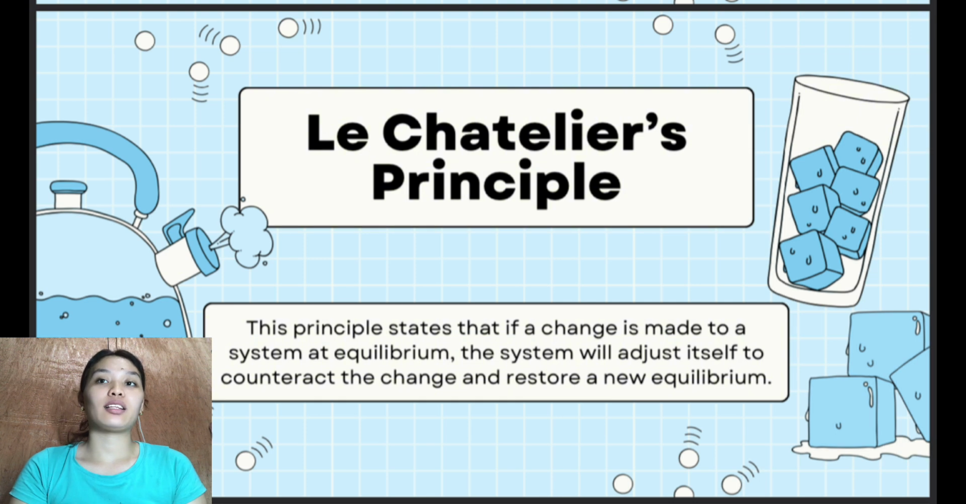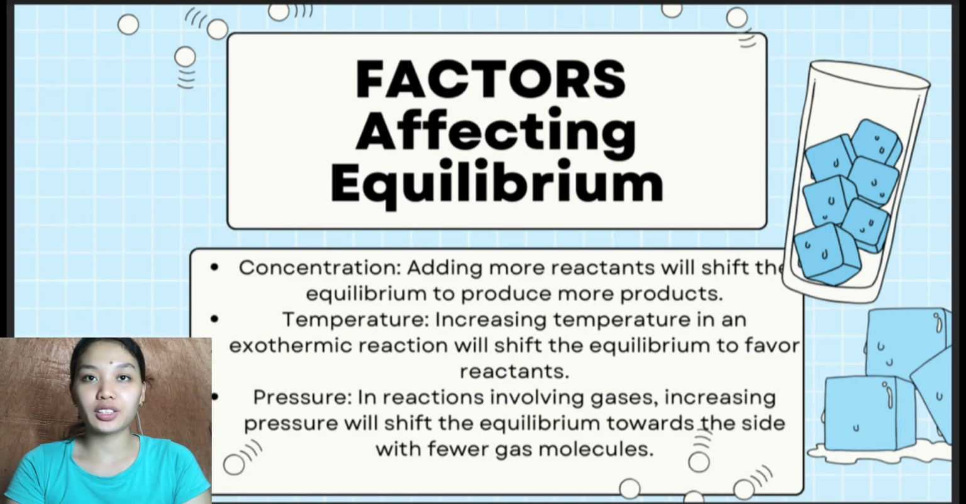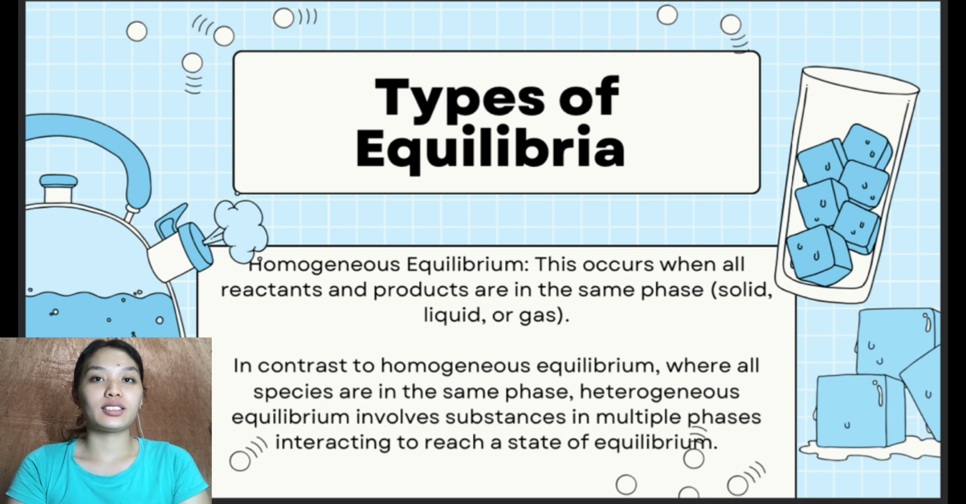To differentiate between homogeneous and heterogeneous in equilibrium systems, homogeneous equilibrium is where all reactants and products are in the same phase. For example, these are gases or liquids. Heterogeneous is an equilibrium where reactants and products are in different phases. An example of that is calcium carbonate.